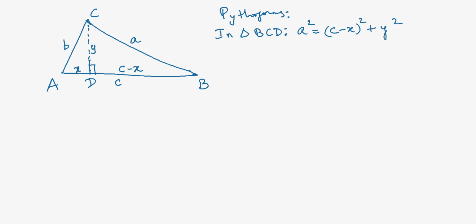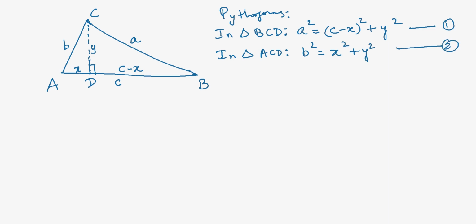Okay, good. Also if we want, we can even expand this, but for the time being, leave it like that. In the other right angle triangle, ACD, Pythagoras is telling us b square is equal to X square plus Y square. So now, call this equation number 1. This is equation number 2.